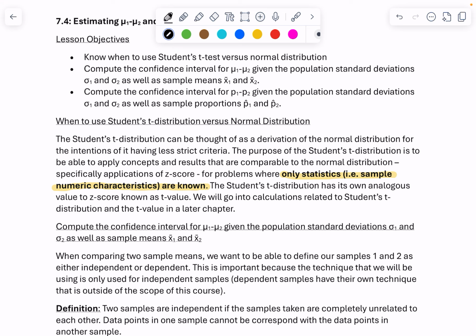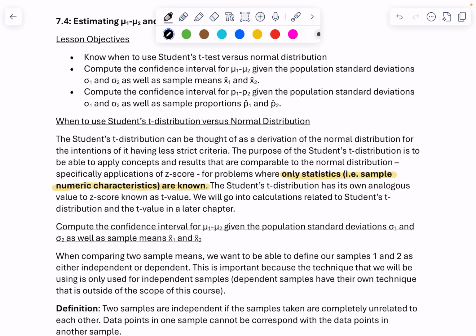Calculations related to the student's t-distribution are going to come later. You might see some problems where they talk about the student's t-distribution, so I wanted to give you a quick introduction to that here.